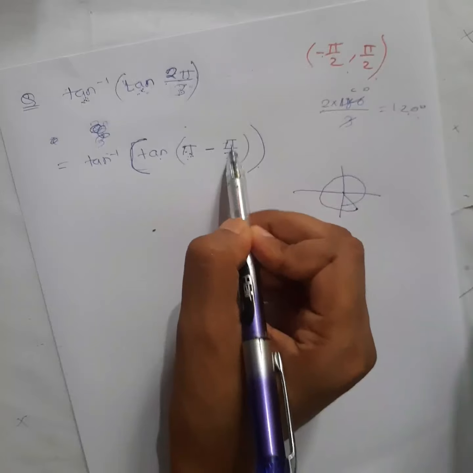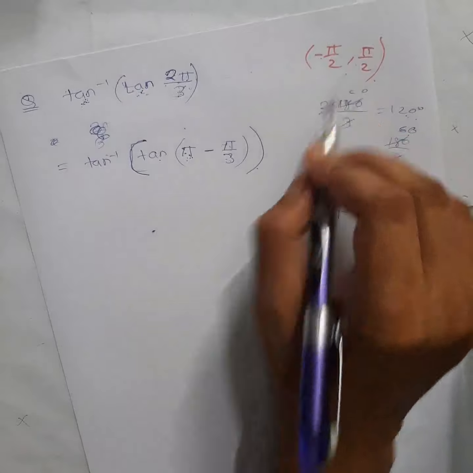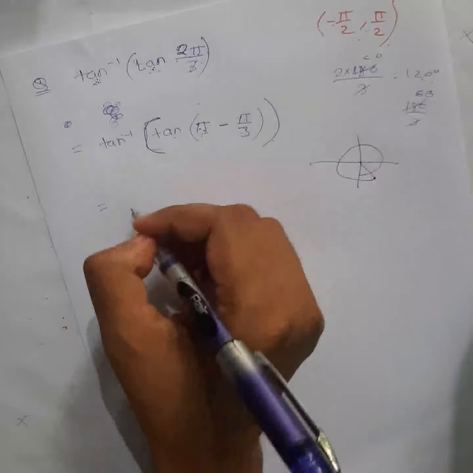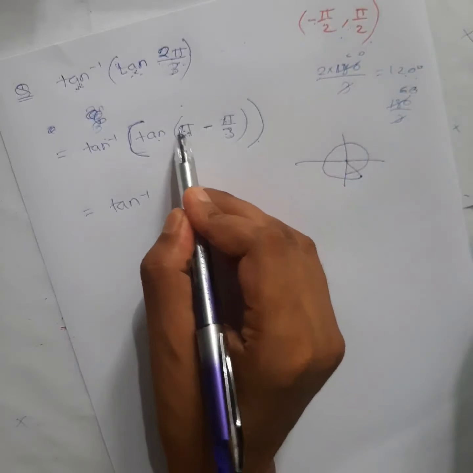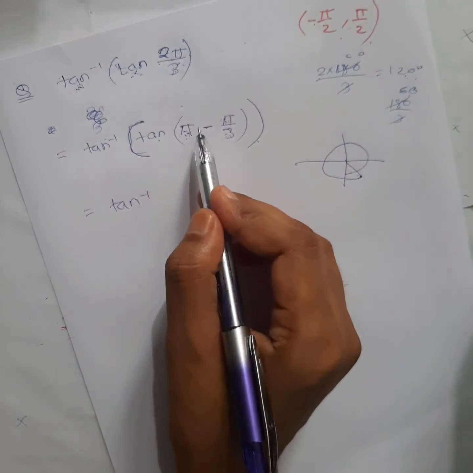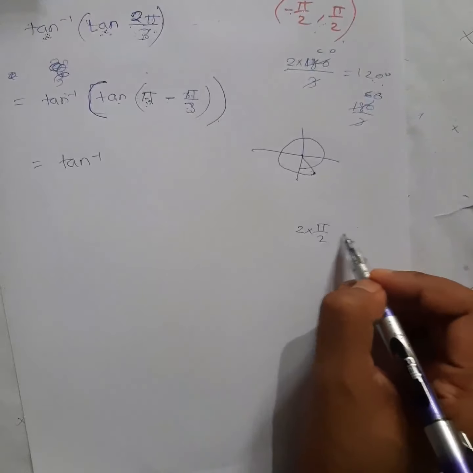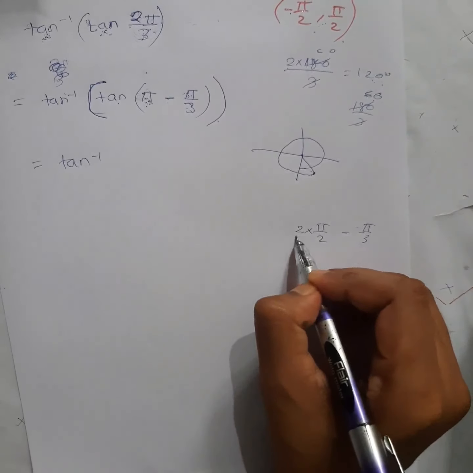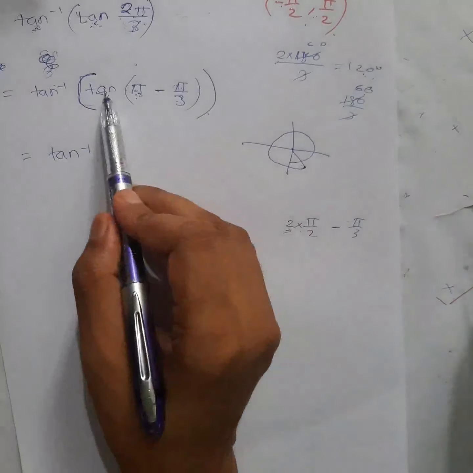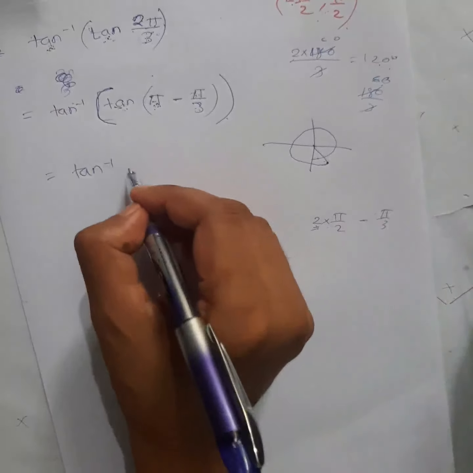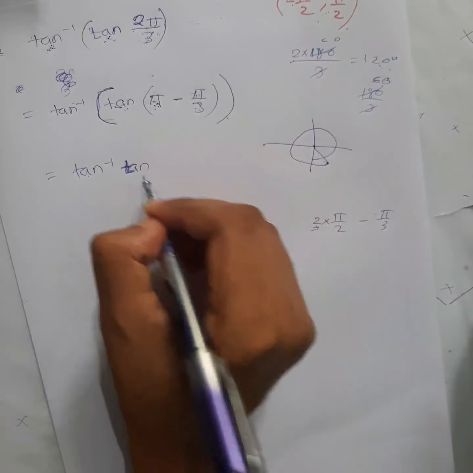Now this pi by 3, what is the value? 180 by 3, that is 60 only. So 60 lies in this range. So I can write this one. First thing, see carefully, this we have done in class 11. Pi minus pi by 3 means 2 into pi by 2 minus pi by 3, right? I told you multiple of pi by 2. Remember, if it is an odd multiple of pi by 2, then the trigonometric ratio will change, and if it is even, it will not change. So our aim was not to change this one, so that I can cancel this one. Actually not cancel, this is just a way of saying it.